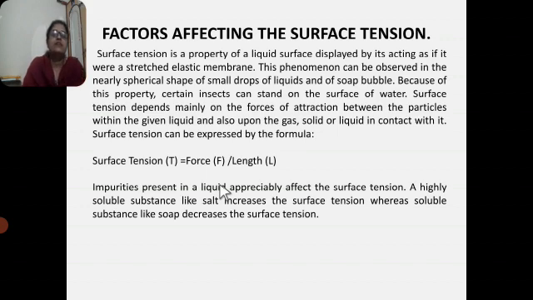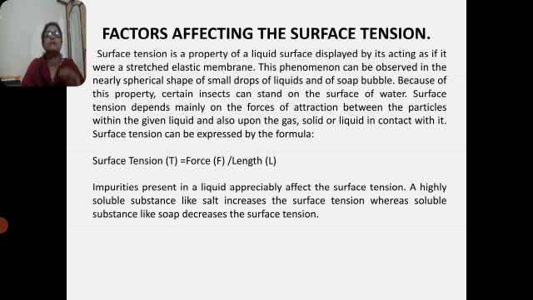See, the factors affecting the surface tension. Here the surface tension is nothing but a property of a liquid surface. It is displayed by its acting as if it is a very stretched elastic membrane, or it's a property of a liquid by virtue of which it acts as a stretched membrane, or it can be defined as force per unit length. And this phenomenon can be observed in the nearly spherical shape of small drops of liquids and of soap bubbles.